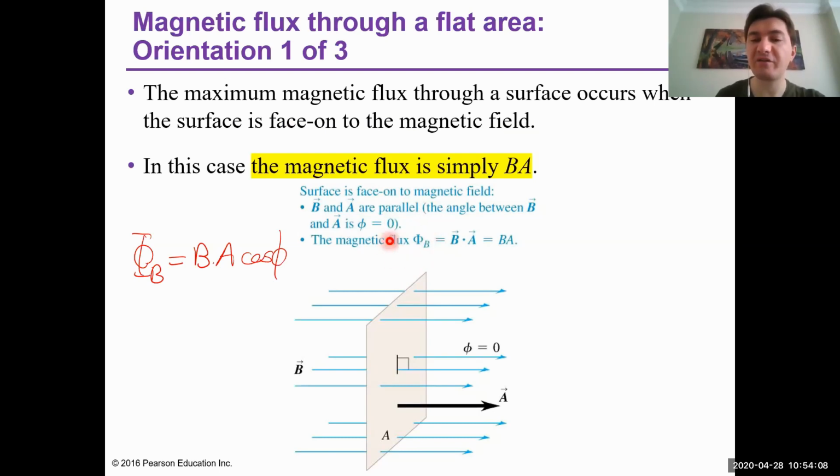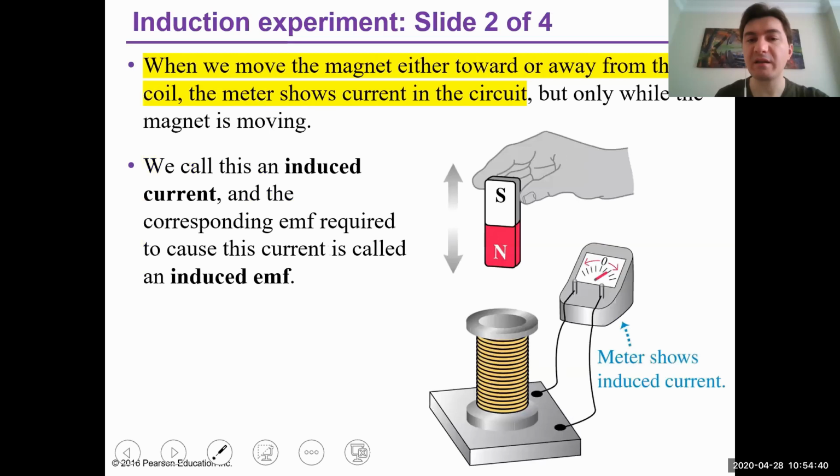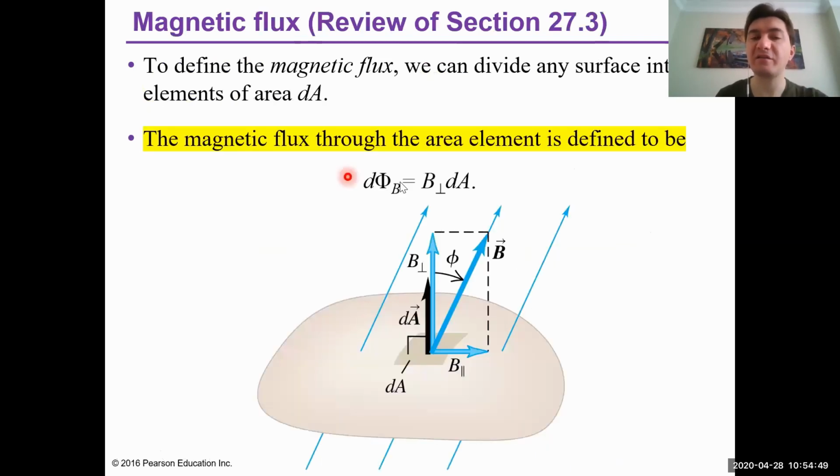So magnetic flux changes by changing the phi here. Or if you decrease the size of the area, or if you decrease the magnetic field, or if you increase the magnetic field, if you increase the area, then magnetic flux will be changed again, okay? So this is happening. So magnetic flux is changing when you move that coil. Here, magnetic flux is changing when you move that permanent magnet, okay? So what happens when the magnetic flux changes?